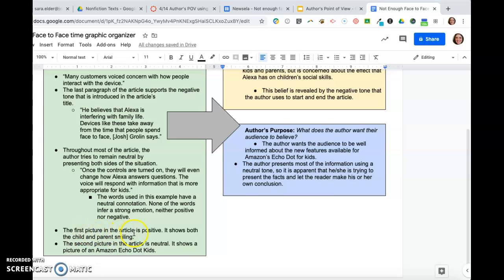So the first picture was positive. It showed both the child and parent smiling with the use of the Alexa app. And then the second picture was very neutral. It was just a picture of the Amazon Echo Dot for kids.